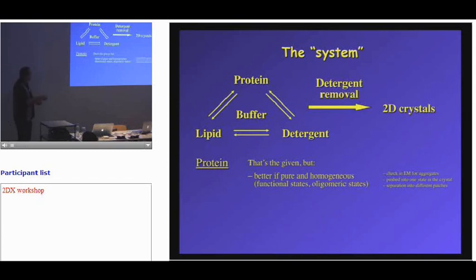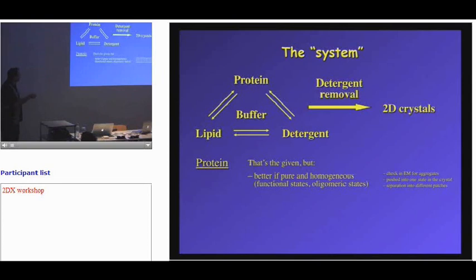So one nice thing is you can use negative stain EM to just look at your protein, and you can actually see how homogeneous it is. This is something we electron microscopists have really an advantage in, that we can look at the purified protein and see whether it looks good. If you have a lot of aggregates, we don't even go and try to make 2D crystals.